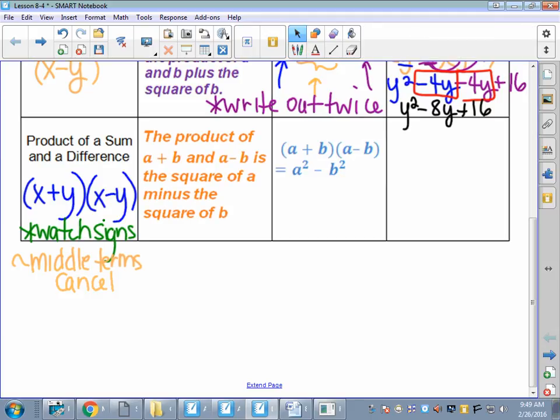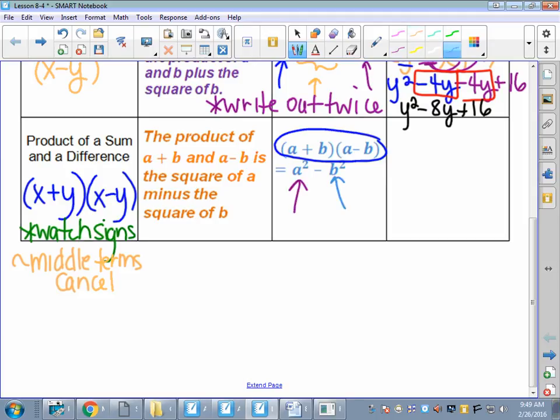So it says the product of a plus b and a minus b, so notice I've got that written out right here, is the square of a minus the square of b. It's basically, in FOIL, it's basically the first and the last. The outsides and the insides cancel out. Everything's got to be identical except for the sign.